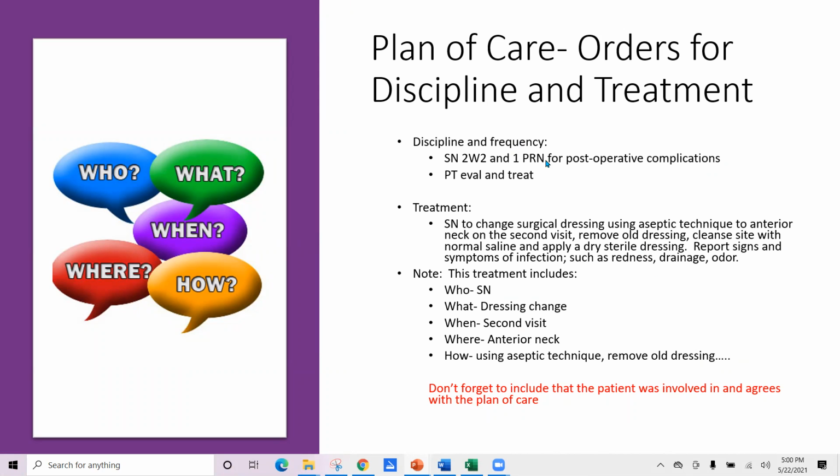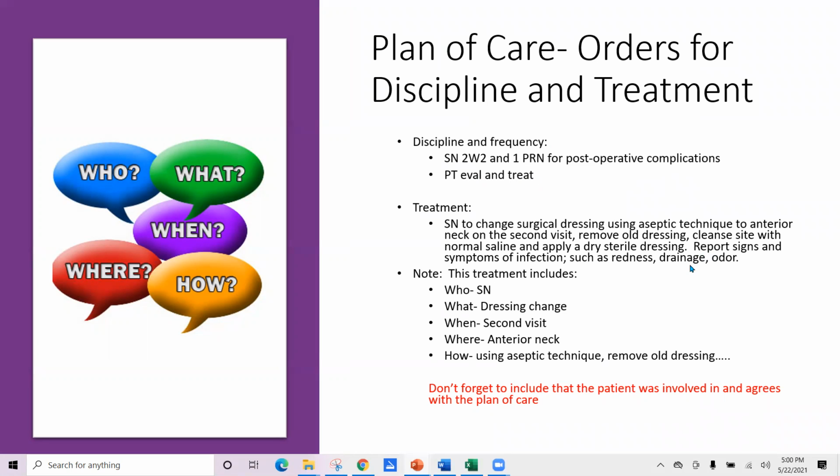And remember, anytime we write PRN, we're going to write PRN for what? Why are we going to do something PRN? And then in this scenario, if the PT has not completed their evaluation and determined how many visits they need prior to us sending this out, we can just simply write PT eval and treat. And then when we send in the therapy eval, we'll have the order for those frequencies.